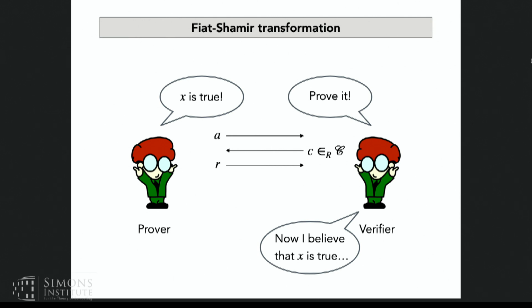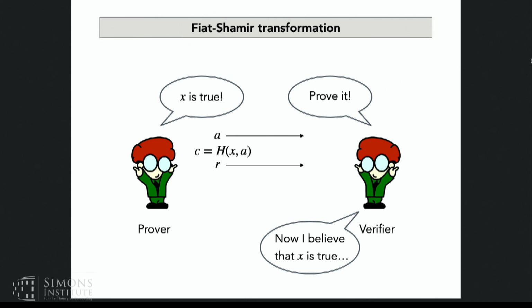Let's imagine we work in the random oracle model for a second. So now we have this random function: whatever input we provide it with, it maps it to an independently uniformly random output. What we can do now is replace the challenge C that was previously sampled by the verifier with the random oracle, or the hash function, evaluated at the concatenation of the statement x and the first message A.